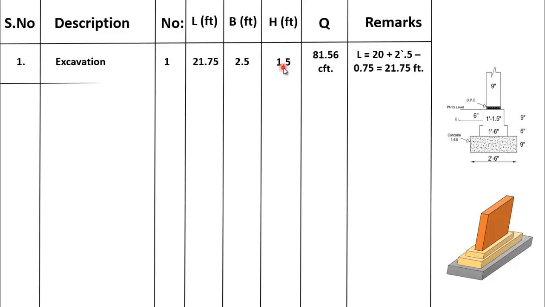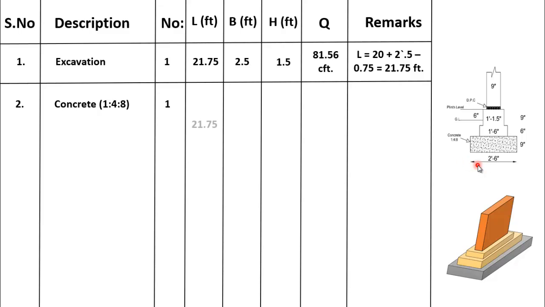Now we will calculate the second item of work, that is PCC work or concrete in foundation. The number of wall is 1. As you can see that the width of concrete work and excavation work is same, so the length will also be same, that is 21.75 feet. The width of concrete work is 2 feet 6 inches or 2.5 feet. The thickness of concrete work is 9 inches or 0.75 feet. To obtain total quantity, just multiply these four columns. We will get concrete work is 40.78 cubic feet.